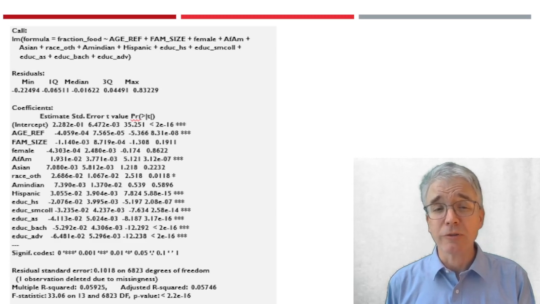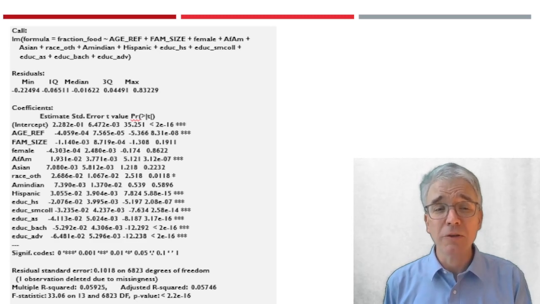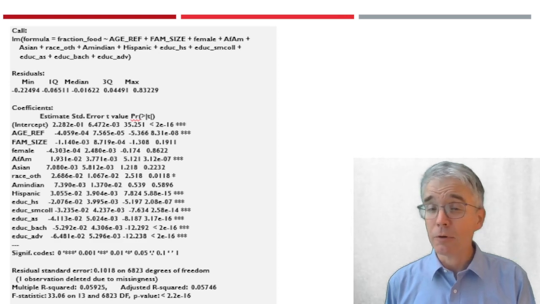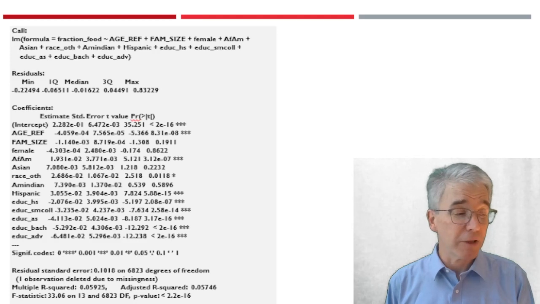You can go through the rest of these coefficient estimates. We'll talk about them in class a great deal as we work through it. With all these educational qualifications, those are all measured relative to somebody who has none of those, who doesn't even have a high school diploma. All the coefficients are negative, which we would probably interpret as showing that food expenditures are a smaller fraction of income as people get more income. Food might be something of an inferior good. People with lower income tend to spend a higher fraction of that income on food.